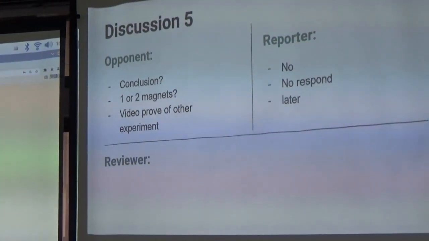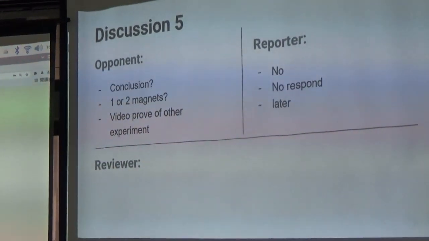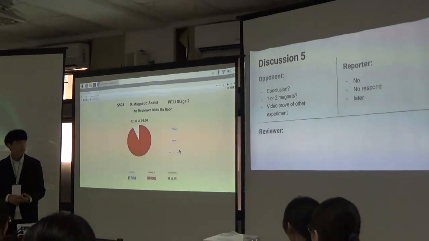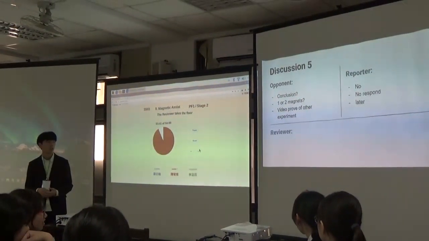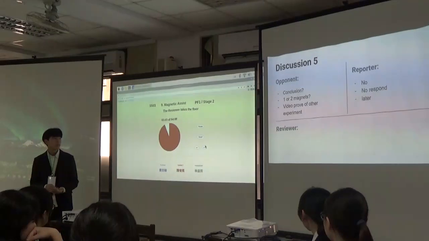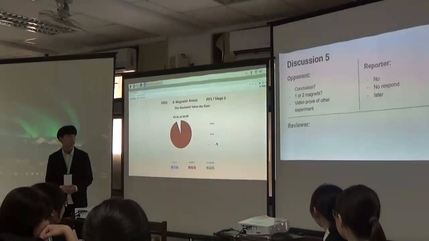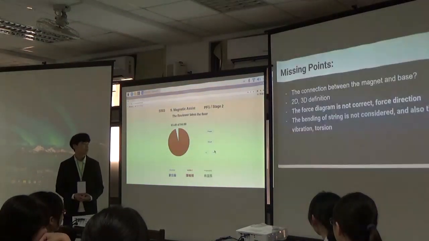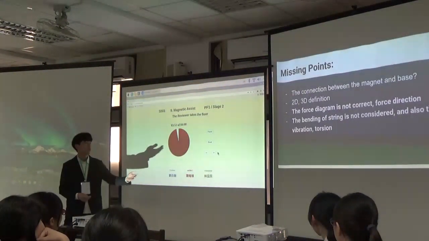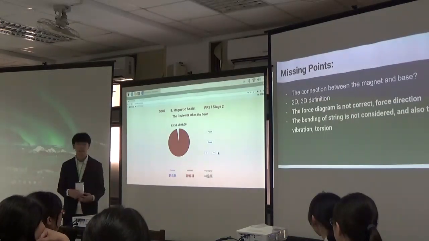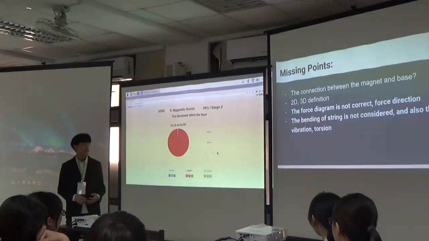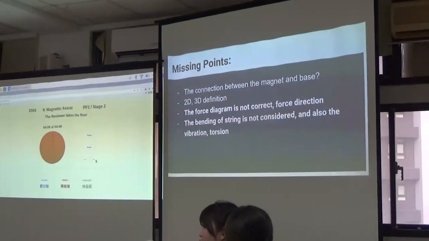Discussion number 5, the opponent questioned the reporter about her conclusion, about whether adding 1 or 2 magnets on the base will affect the whole system, and also asked for any video evidence of their experiment. The reporter responds that they will later add some videos or evidence to prove their experiment. I think there are several missing points, such as the connection between the magnets and the base, the 2D or 3D definition, and the force diagram is not correct, with the force direction.